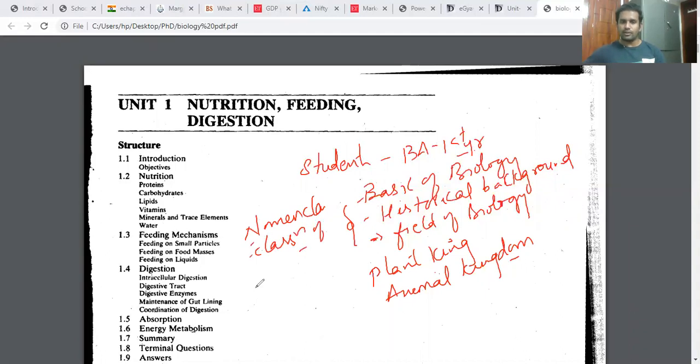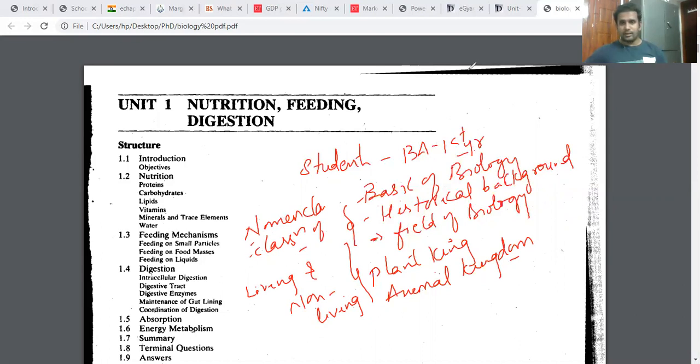And we have also seen the very first chapter that we have actually learned in our BA first year, is what do you mean by living and non-living? How you are going to differentiate, on what parameters you are going to differentiate a living organism with another living organism, that also we have learned. Right.